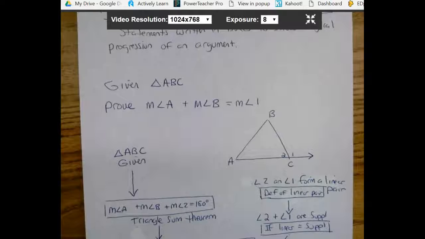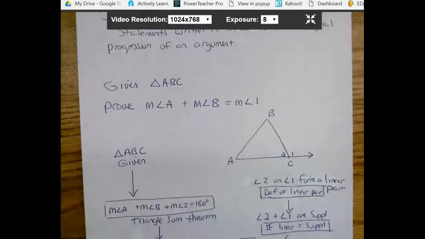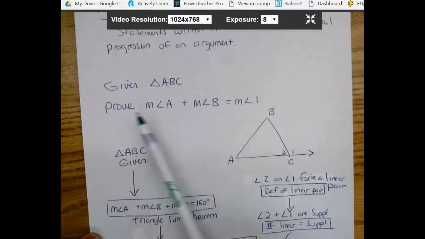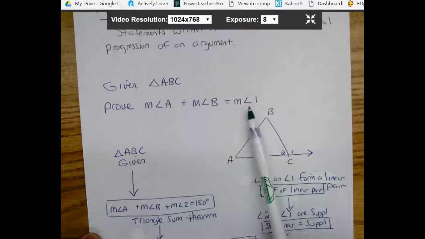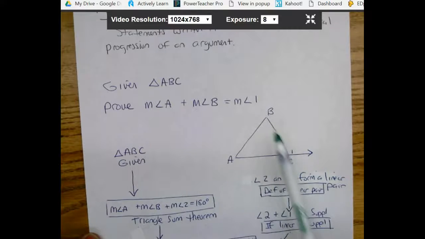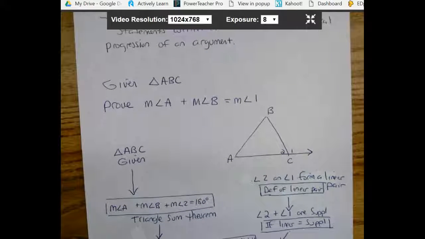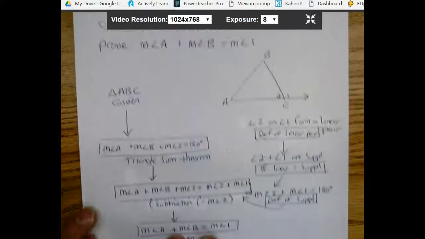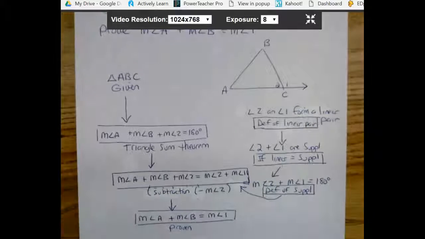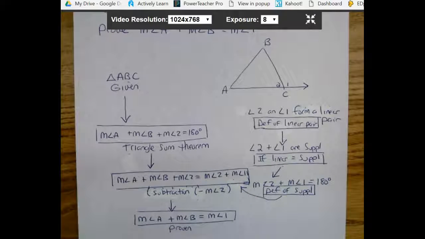If you see here, we're given the triangle ABC, and we want to prove here the measure of angle A plus the measure of angle B equals the measure of angle 1. These two equal that exterior angle, and that's the exterior angle theorem. Okay, so we kind of have to have two branches here. I'm just going to show this to you all at once and explain it to you. So here we might have two branches to do this. Sometimes you do. And let's just go through this.